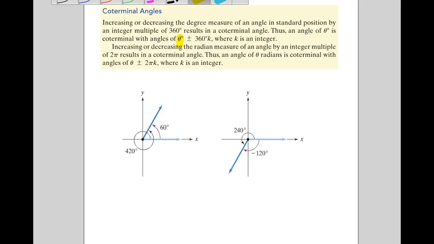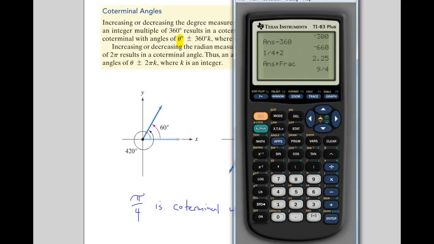So pi over 4 is coterminal with 9 pi over 4. And likewise, I could keep doing that. I could keep adding 2, changing it back into a fraction. Alright, 17 pi over 4.